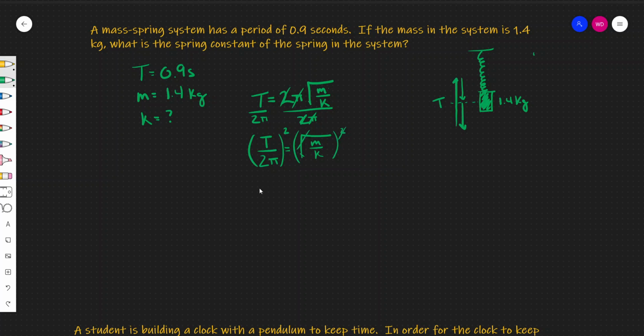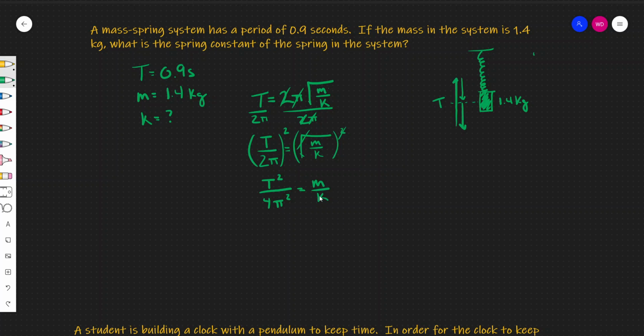You can distribute or not if you want to. I'm going to, just so that I have one less thing to keep track of. T squared over 2 squared, so that's 4 pi squared. Okay, so now I'm at T squared over 4 pi squared is equal to m over k.